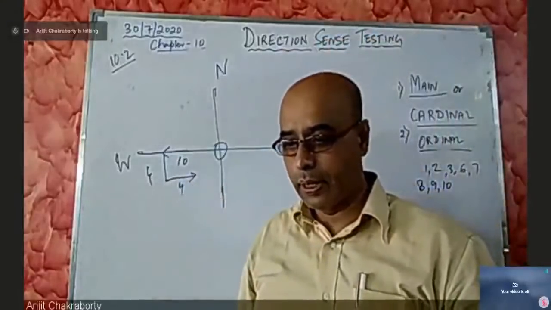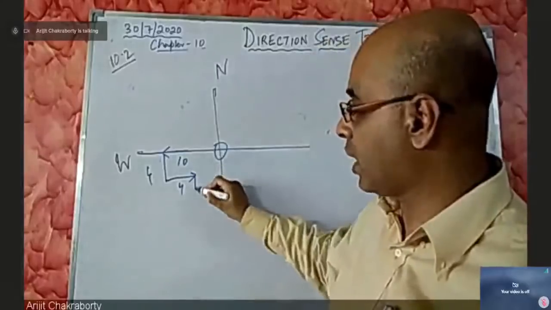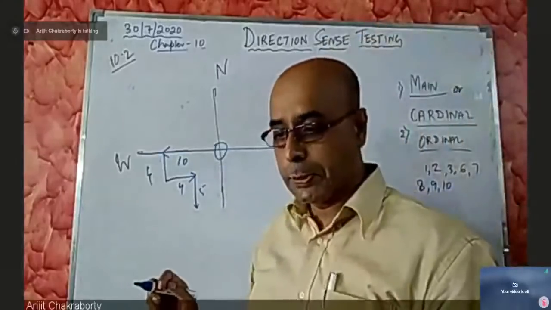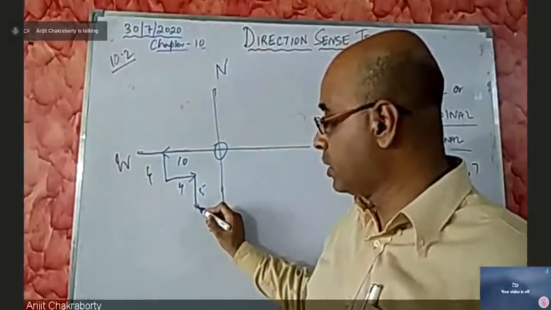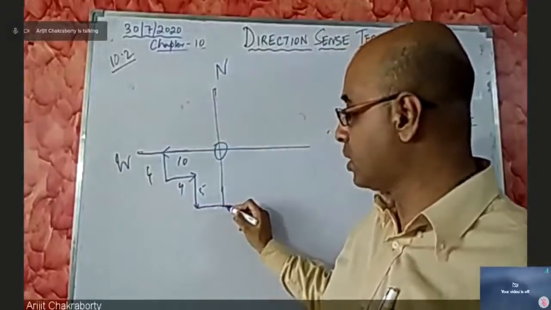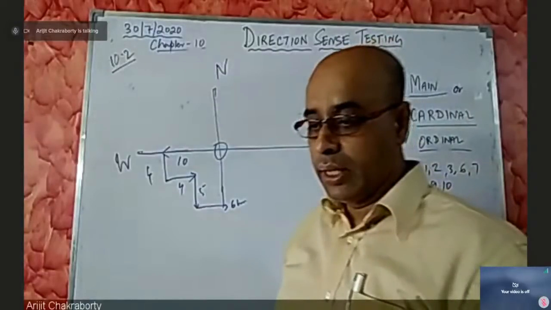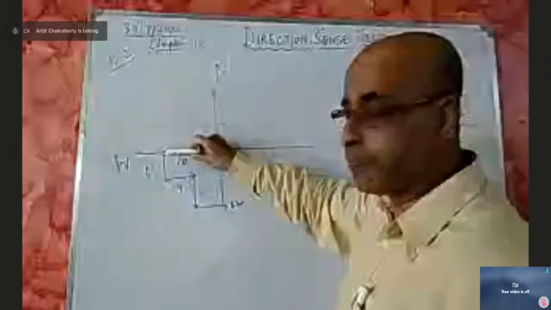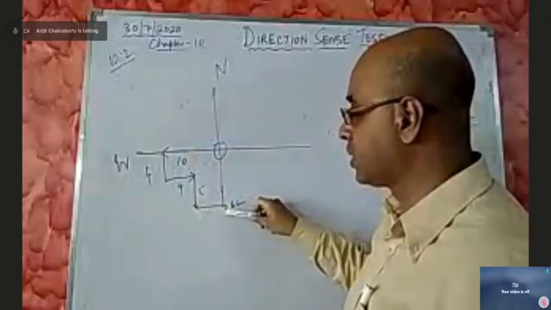Fine. And then turns to his right and drives 5 kilometers. Afterwards, he turns to his left and travels 6 kilometers. In which direction is he from the starting point? I think the answer is clearly visible. Starting here, moving here, taking left turn, coming here, left turn, coming here, taking right turn, going down, taking left turn, coming here. So his final position is here.